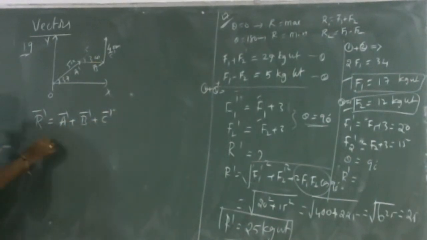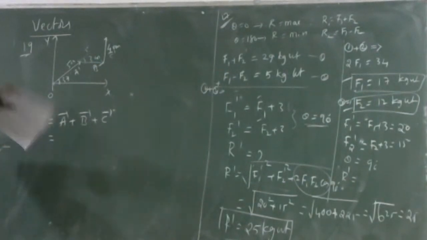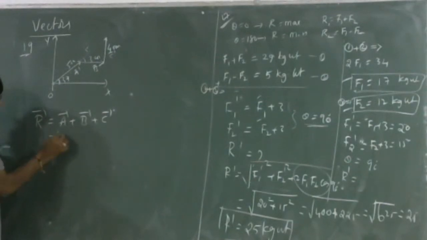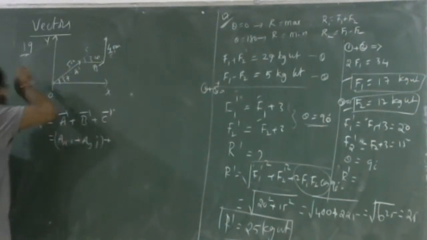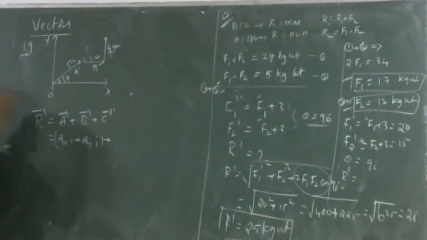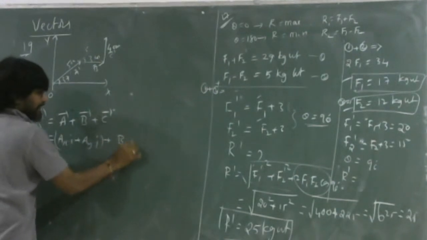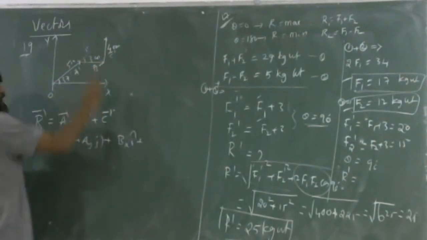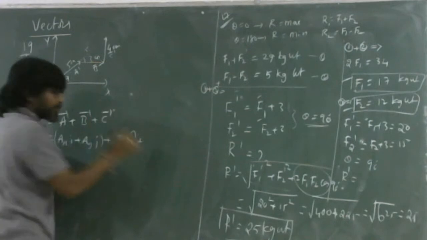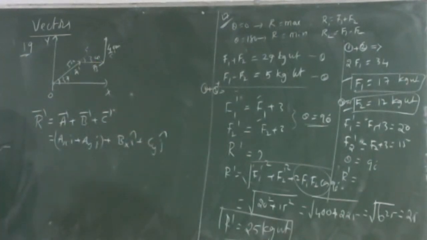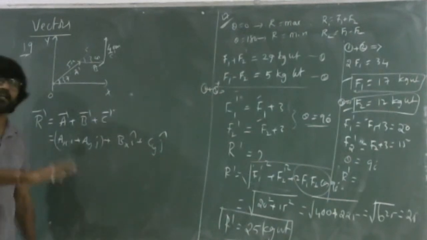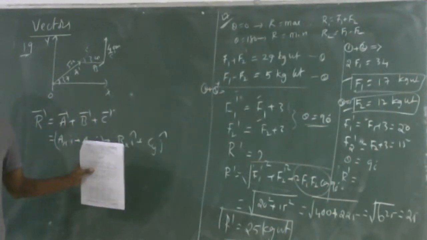And here, all the vectors are in the xy plane. So we have to write this in xy components. That is ax i plus ay j. B vector is along the x-axis only, so it will have only an x component. So you can take it as bx i cap. C vector is along the y-axis only, it will have only a y component. So cy j cap. Is this step clear? If it is clear, then things will be very simple.